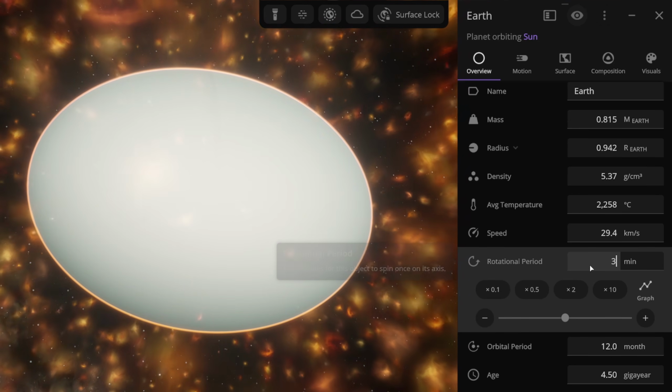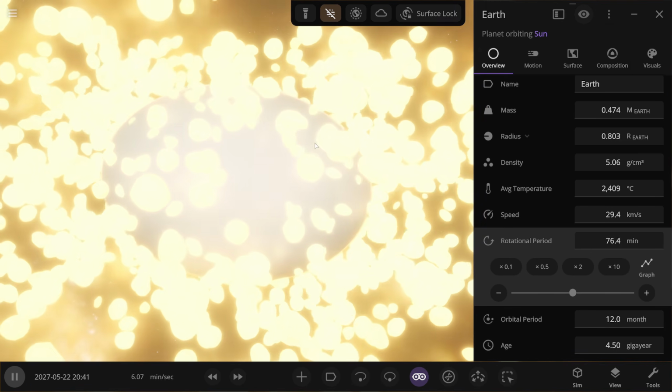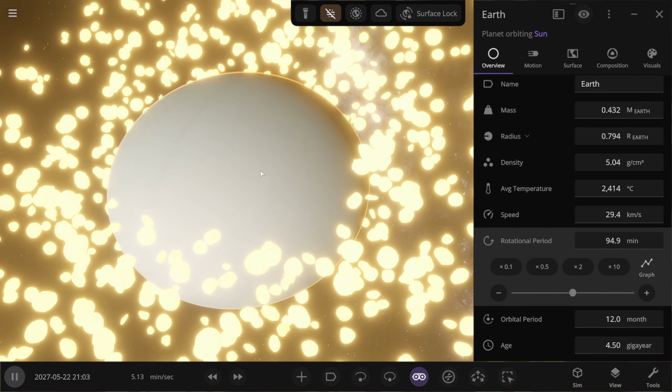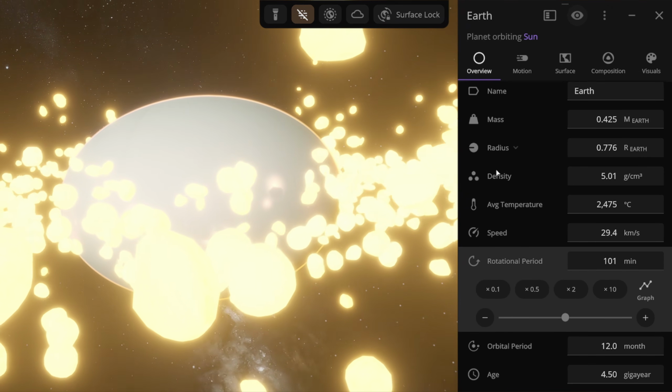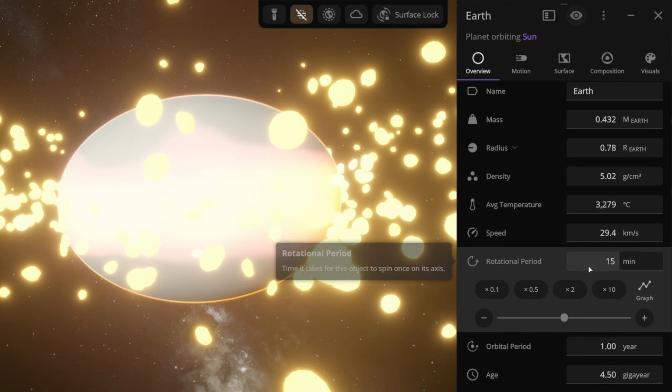And now a day on Earth will be 30 minutes. Oh, look at that! I need to hide everything again because nothing is visible. But for now, Earth exists. At least it's not being completely torn apart. The mass of Earth has already decreased by more than half, and the radius by about 23%. But now I'll set a day on Earth to 15 minutes.